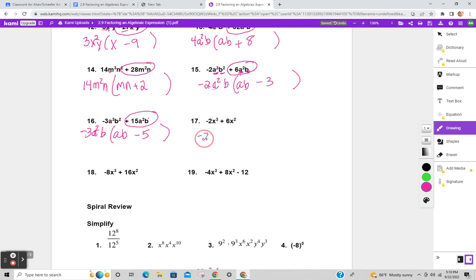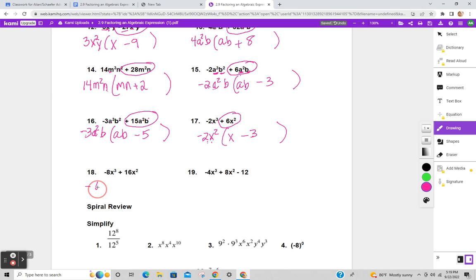17, we're going to factor out -2x squared. -2x squared times what will give us -2x cubed. So we're going to need another factor of x. -2x squared times what will give us plus 6x squared. We're just going to need a negative 3. You see negative 2x squared times negative 3 is positive 6x squared.